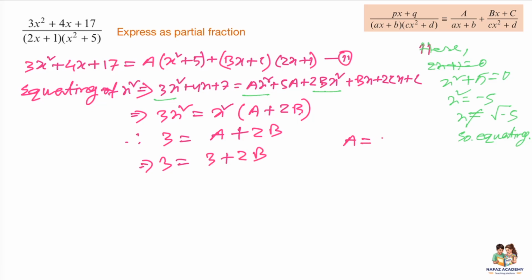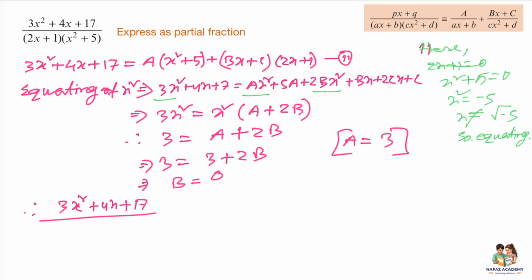Already the A value is figured out. That is the value of B. 3 minus 3, and it is 0, 0 over 2, that is 0. Yes. So we have the value of this one. So what is the answer?